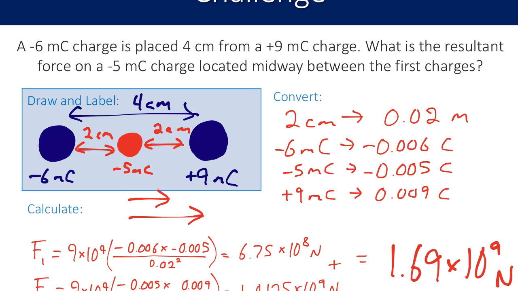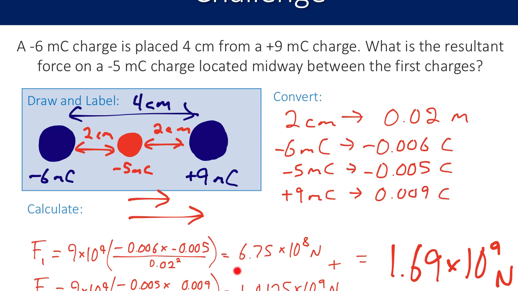All right, so what we're going to take a look at then is our force 1 is going to be between this charge and this charge over here, separated by this 0.02 meters, and we get about 6.75 times 10 to the 8th newtons. Now, because that's repulsive, that's going this way, so that could be our force 1. The other force is going to tie in the positive 9 millicoulombs and the 5, same separation distance.